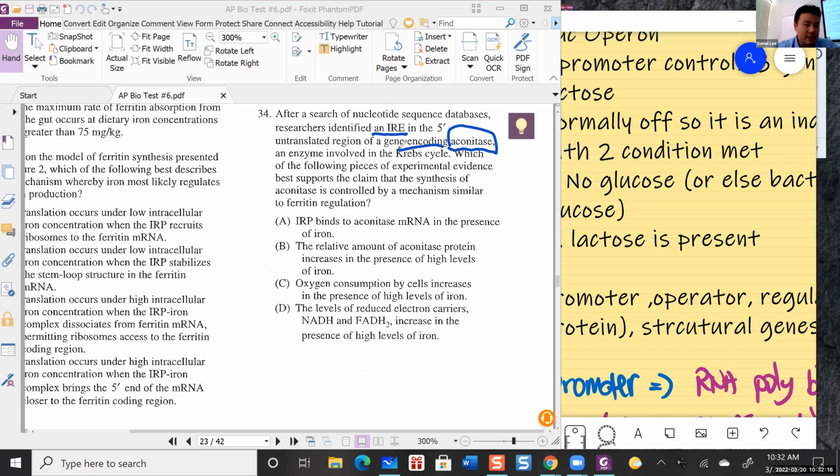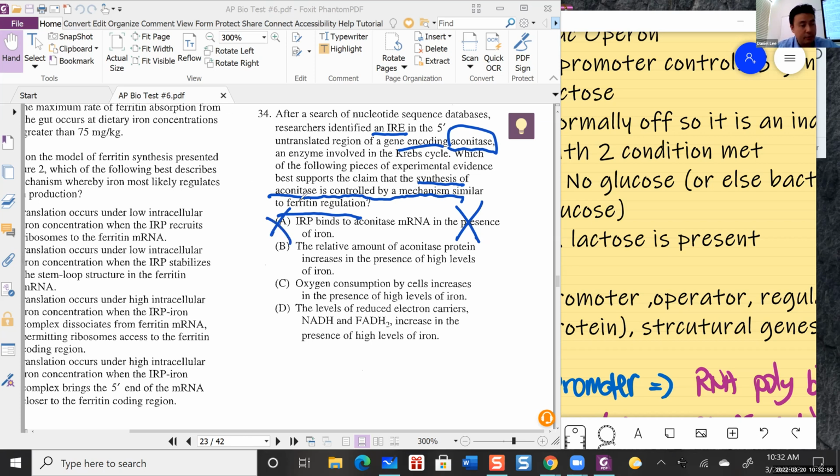Great. The question is, which of the following pieces of experimental evidence best supports the claim that synthesis of aconitase is also controlled by mechanisms similar to ferritin regulation? So we want to support this hypothesis. So you basically just replace ferritin with aconitase. That's it, right? IRP binds to the aconitase mRNA in the presence of iron. So this is wrong. Remember, IRP does not bind when there's iron. Iron causes the IRP protein to fall off. So that goes against what the data has been saying, right?